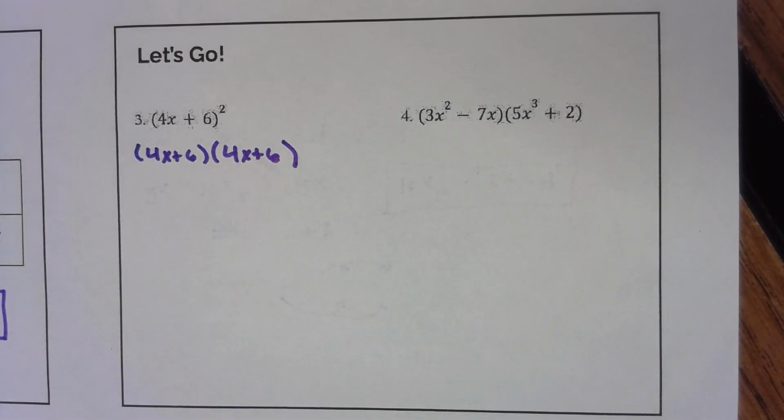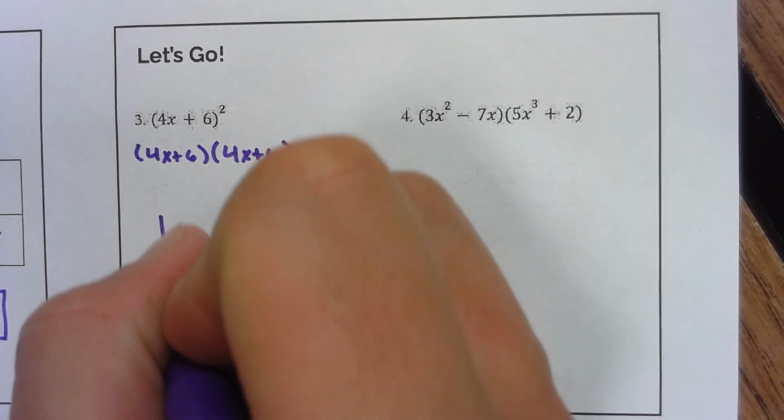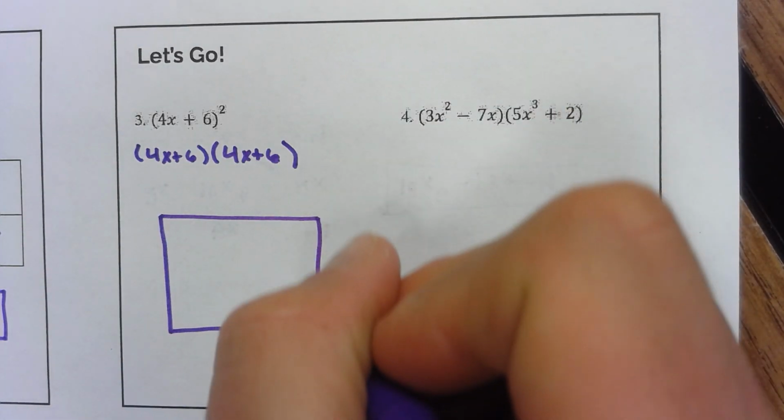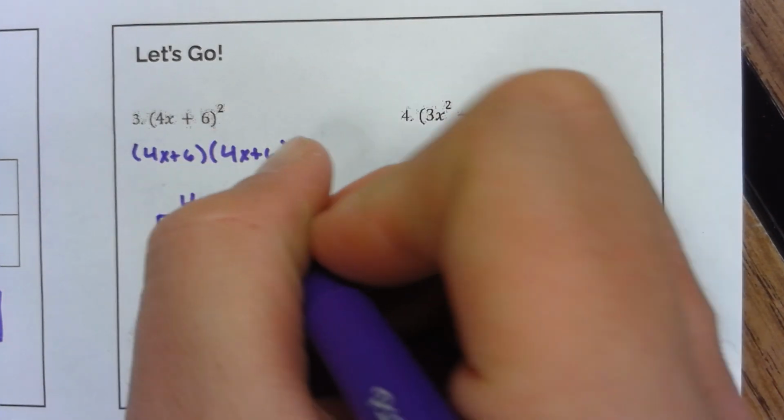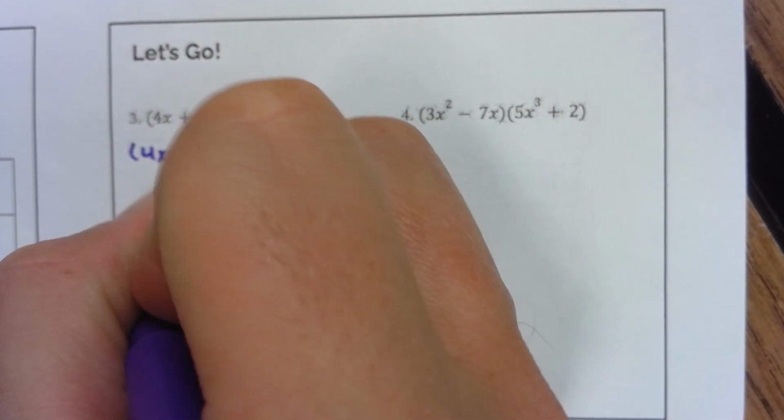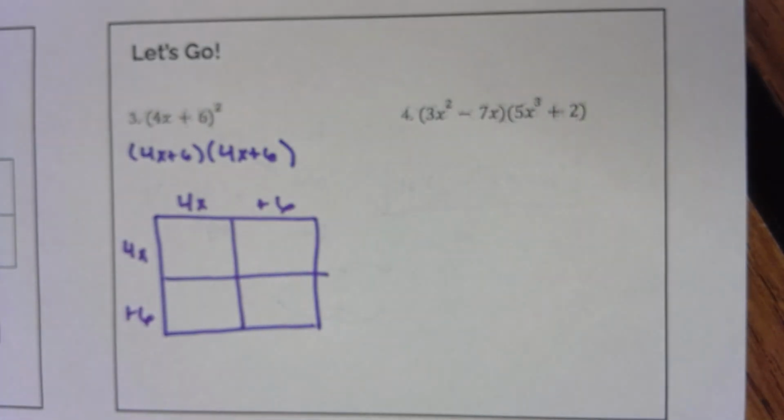And so I have a binomial times another binomial. And to do that, I'm going to use a box. So I'll draw my box. Put 4x plus 6 along the top. 4x plus 6 along the bottom. And now I can start to multiply.